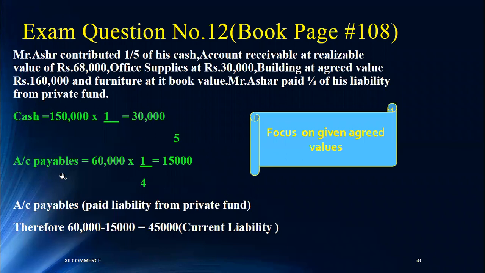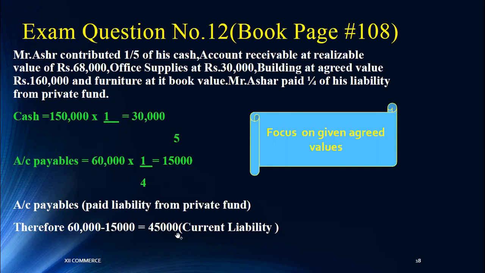Another adjustment they have given, Mr. Asher paid 1/4 of his liability. This is the amount of liability which is given in the question. We apply the fraction on it, that is 1/4, and then the answer will be 15,000. This is the technical part. You have to remember that the total account payable which is given in the question is 60,000, but what we have calculated as 1/4 amount is 15,000. It means 15,000 is the paid amount of the liability. The remaining liability is 45,000. This you will record in your journal entry and in your balance sheet.